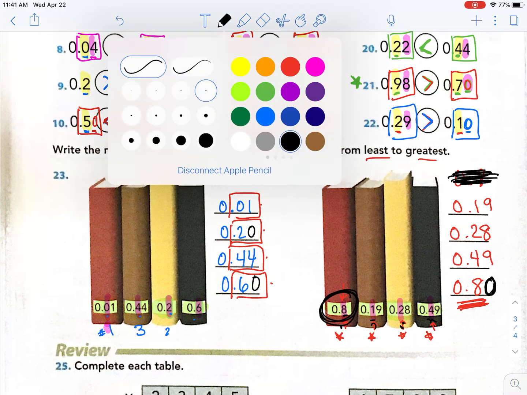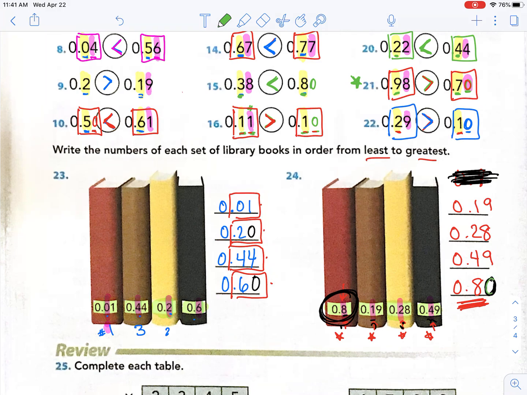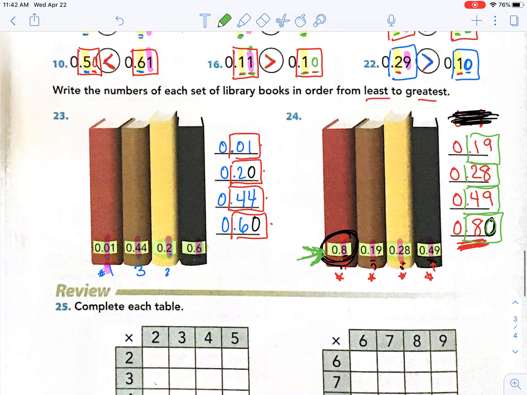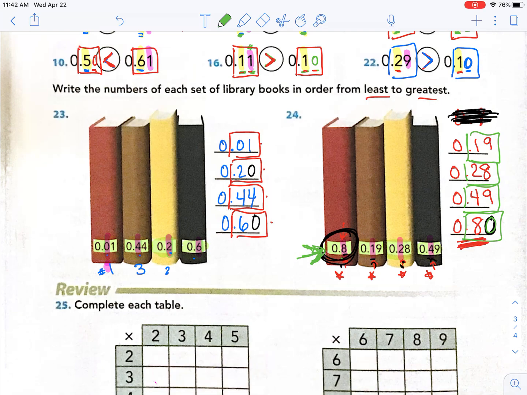So that's really 80. If we look at it again with hundredths, now that we added that 0: 19, 28, 49, and 80 hundredths. Okay, so we did it right. This is where, though, boys and girls, I'm not kidding, this is where you're going to make a mistake. If you don't look at that place value, you'd look at this and say, oh, 8 goes first. Not true, because that's really 80. It's like 8 dimes and 0 pennies.